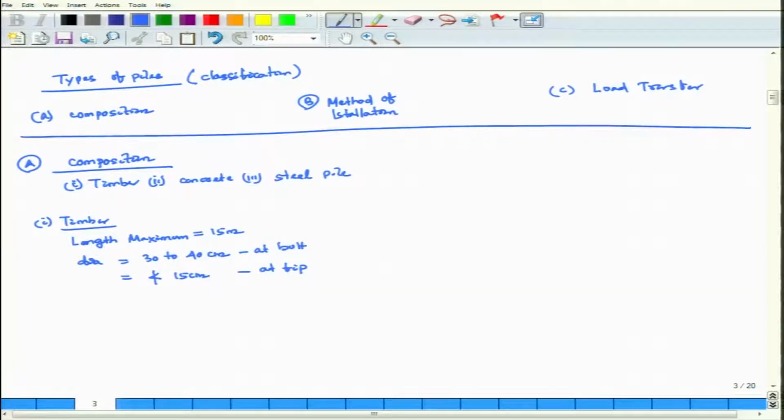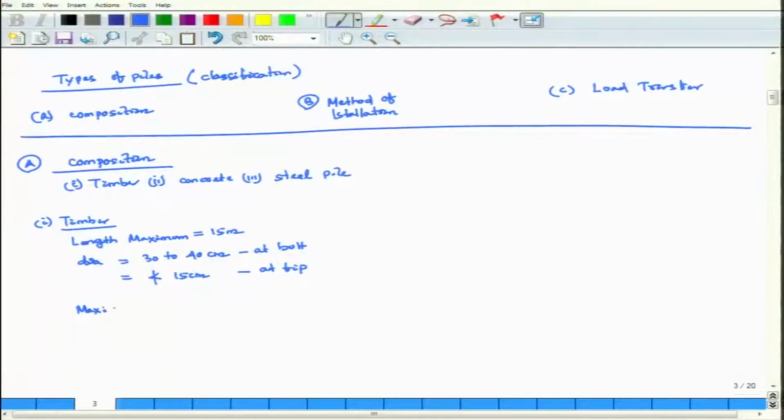In this case, maximum design load per pile should not be greater than 250 kilonewton, because this is made up of wood.